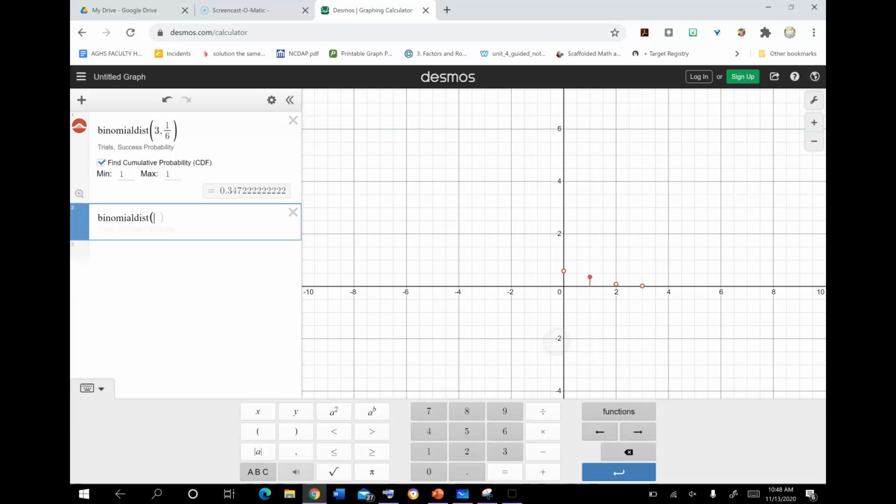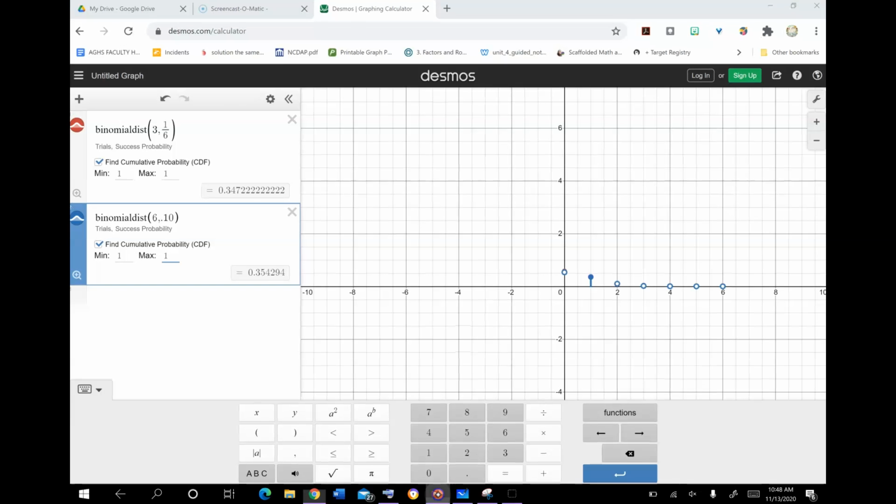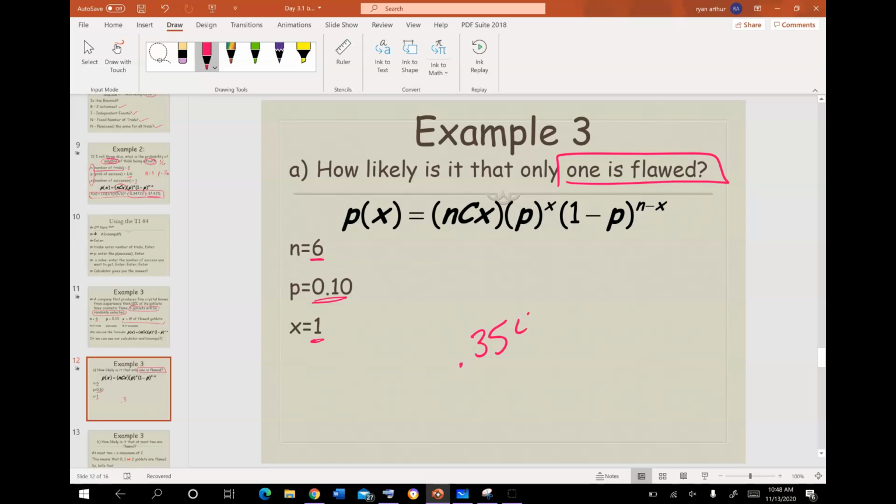Pull up your functions, binomial. I have 6 total goblets, a 10% chance that they're flawed. I want to find that probability. I only want 1 to be flawed, so my minimum is 1 flawed and my max is 1 flawed. And there's my answer, 0.3543. Round that 2 to a 3 because of that 9, so 0.3543. Move this decimal 2 places, and I've got a 35.43% chance that 1 goblet is flawed.